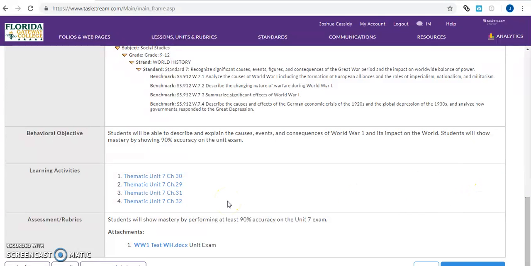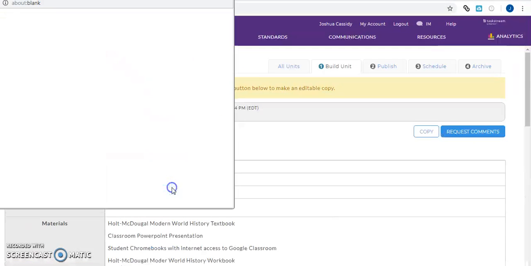And I'll go ahead and just pick one of these chapters to show you. And to me, I think my best one is chapter 29, because it does have a few things in there that I haven't used previously when it comes to strategy shares. So I'll go ahead and click on that.